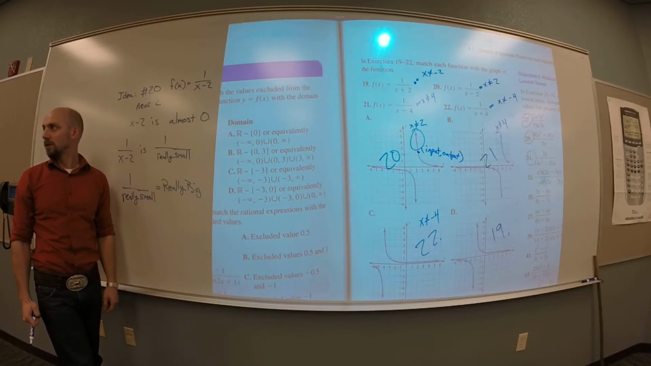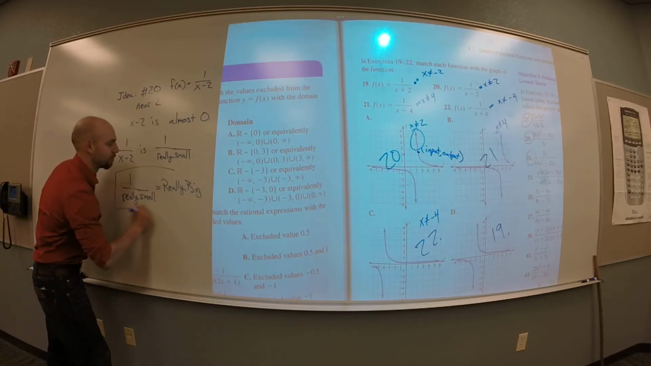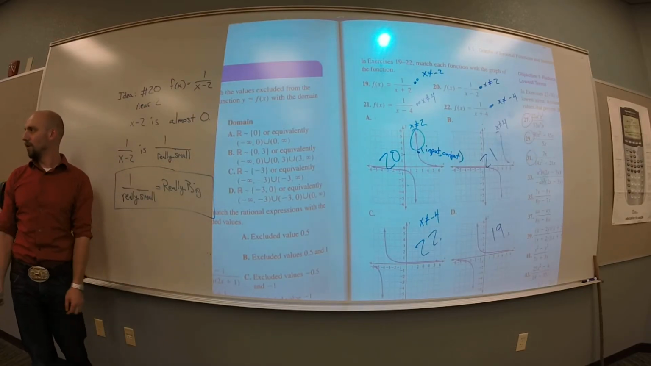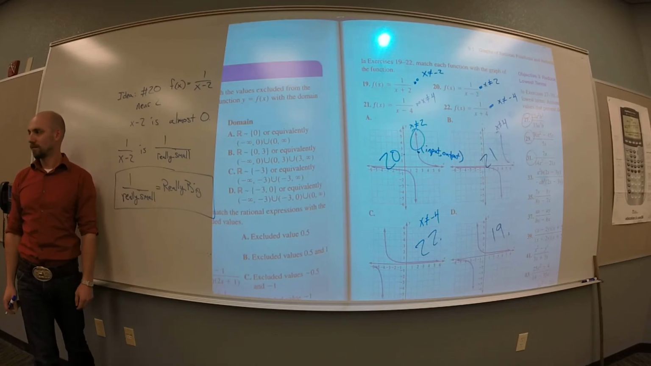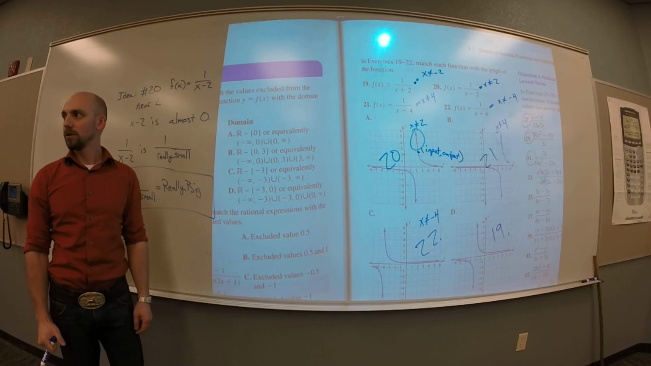Cool. So really the idea behind the vertical asymptote is this concept: 1 over really small is really big. That's really all there is to it. Cool? Other questions? Good on that?